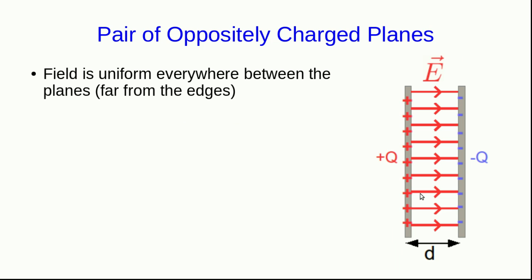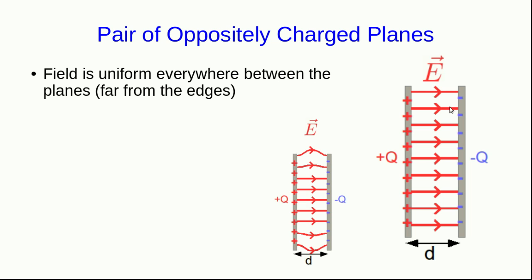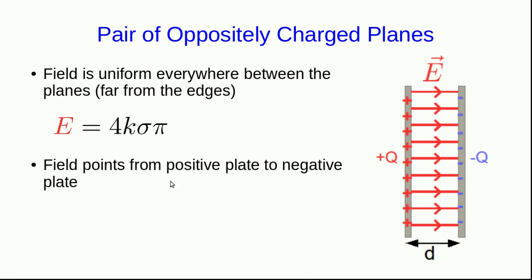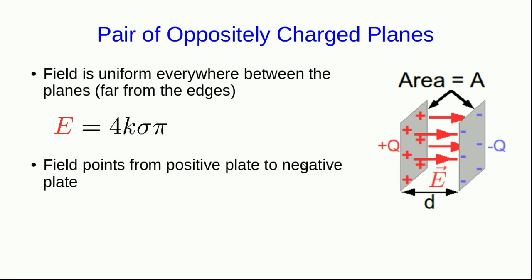As long as you look far from the edges, or we would say deep between the planes, the field is uniform everywhere. If you look near the edges, unlike in this picture, what happens is that the E field lines bend outward and the field is a little weaker out near the edges of the plates. The E field has a uniform magnitude like so, everywhere deep between the plates, and the field points from the positive plate to the negative plate.